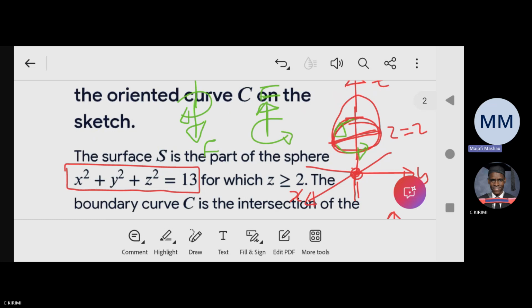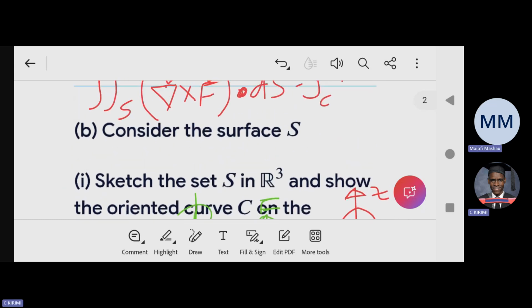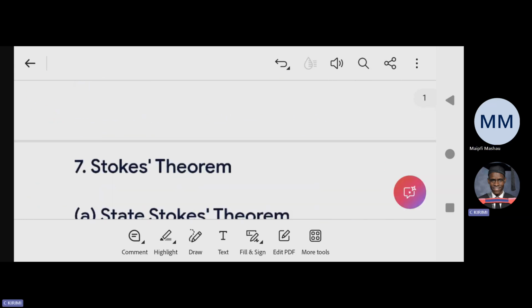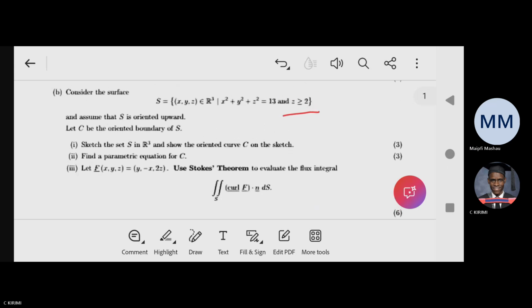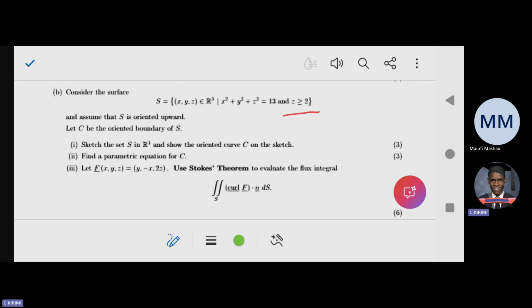So in our situation, where in the question does it say that the force is going downwards or upwards? The orientation, yes, they stated it here: let C be the oriented boundary of S. So assume that S is oriented upwards. Okay, so I need to be on the lookout for that. Upwards means your curl is anti-clockwise.